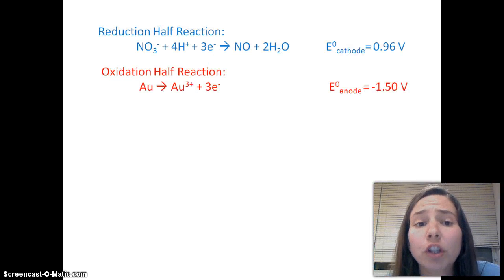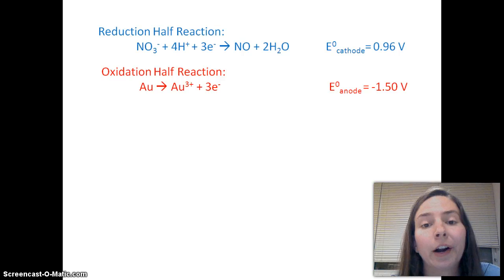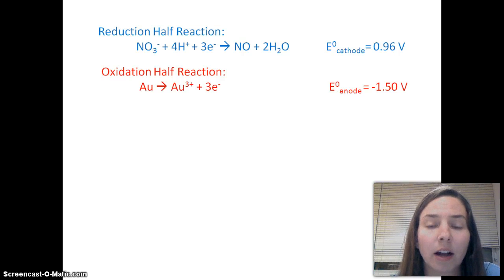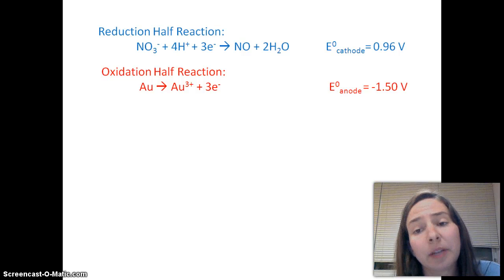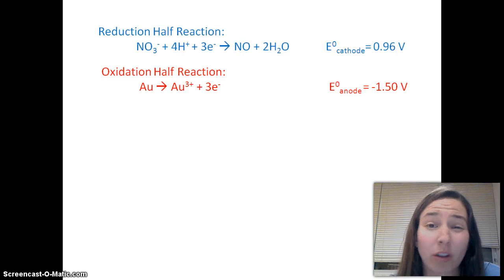So we need to first look at the two half reactions, the reduction and the oxidation half reaction. So the reduction half reaction shows us that we've got some nitrate ions and some hydrogen ions adding our 3 electrons to get nitrogen monoxide and water. The cell potential of the cathode then is 0.96 volts. I would look that up in a potential table.